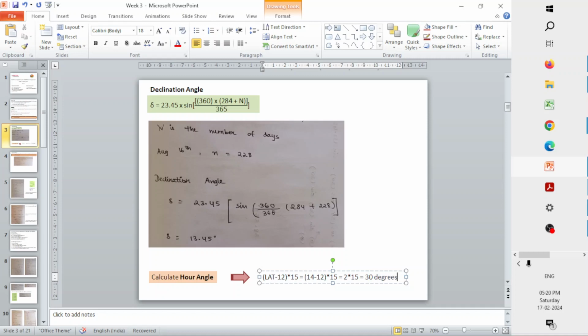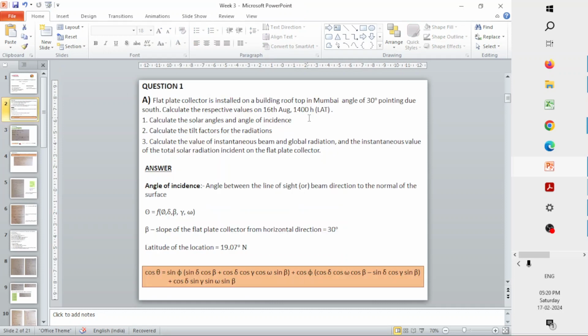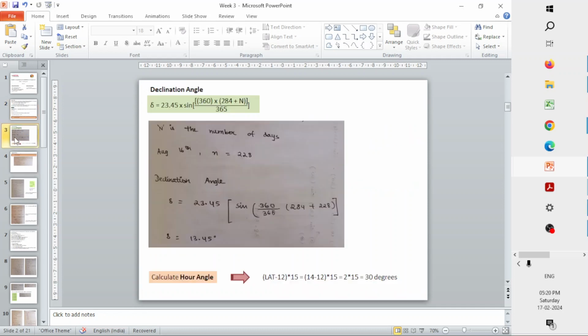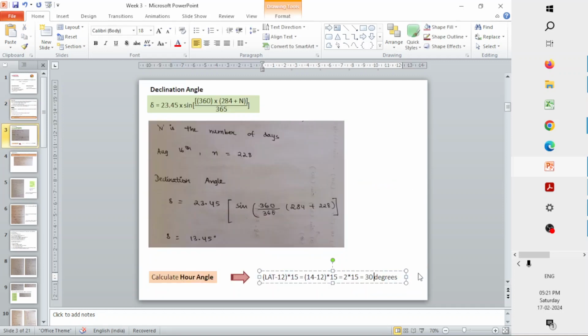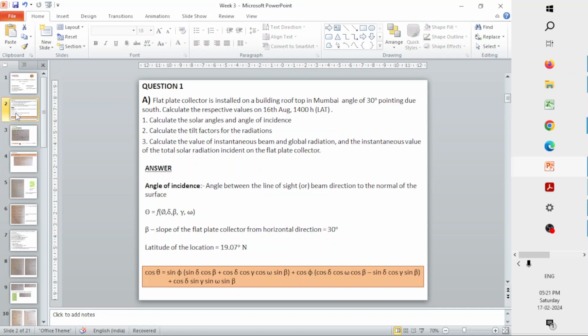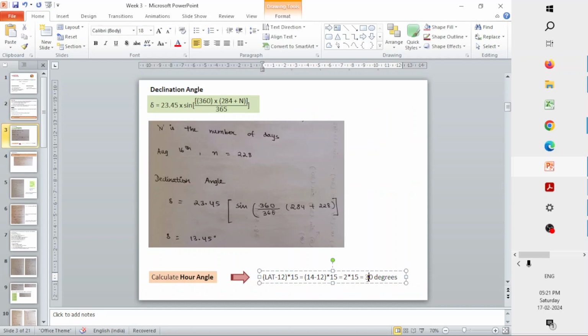So what will be the sign convention? Will it be plus 30 or minus 30? Here you need to read it as 14 hours, not 1400 hours. It is usually represented as 2 p.m. In LAT it is 14 hours. Since the local apparent time is after 12 hours, past noon, so in the afternoon, the value will be negative according to the sign convention.